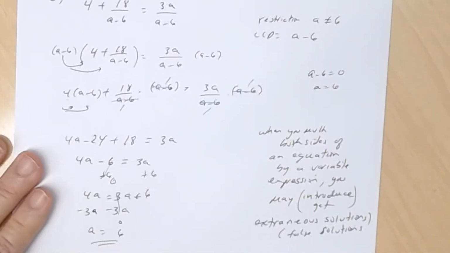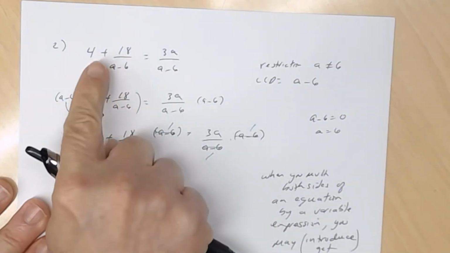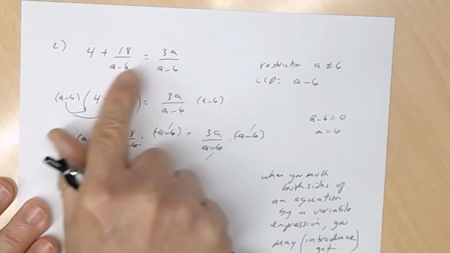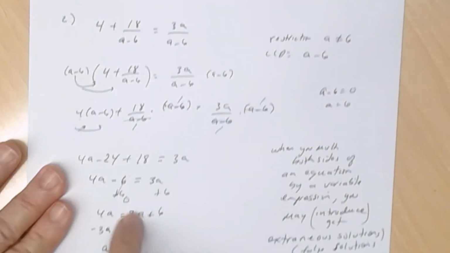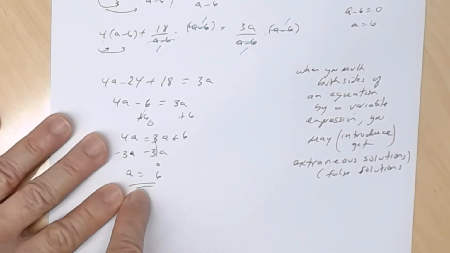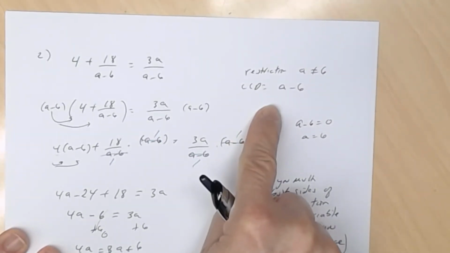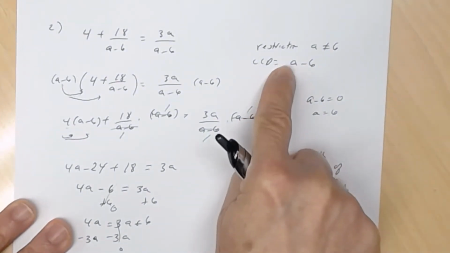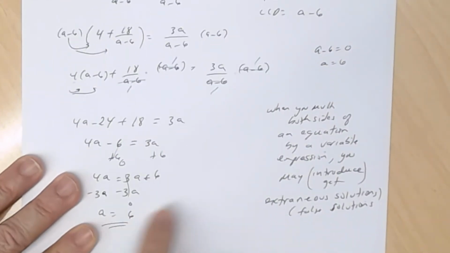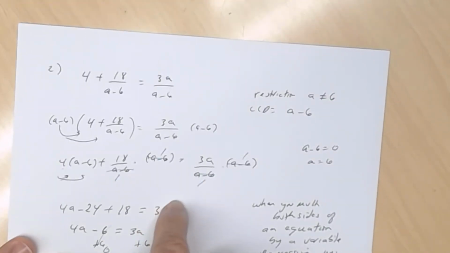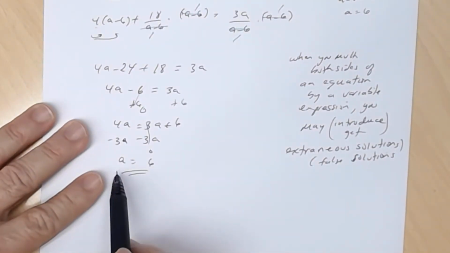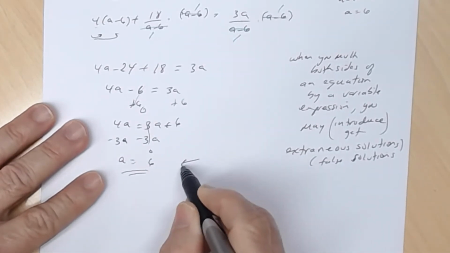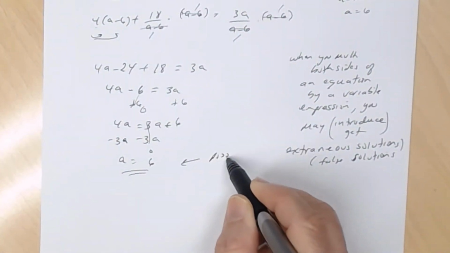So the point being this: whenever you have a rational equation and there are variables in the denominator, you find the restriction, you solve the equation, and you have to check to make sure, is this a restriction? If it is, then that means what you found was an extraneous solution. You found a solution to this equation, but it's not a solution to the original. Okay? So since a equals 6 was the only, sometimes we'll call this a possible solution.